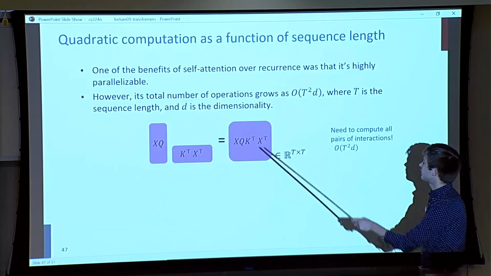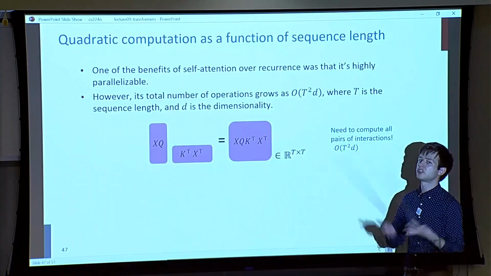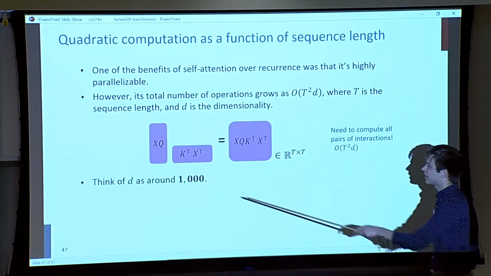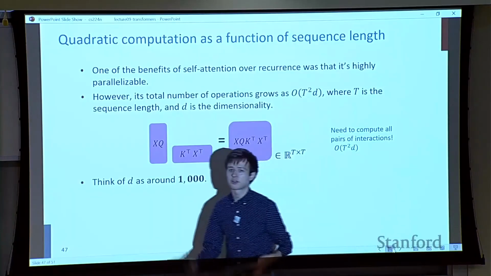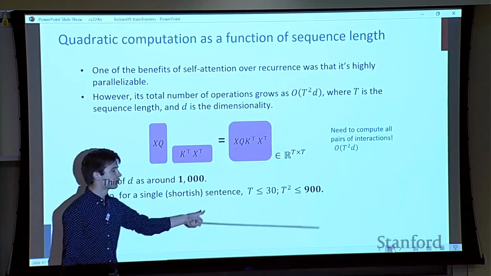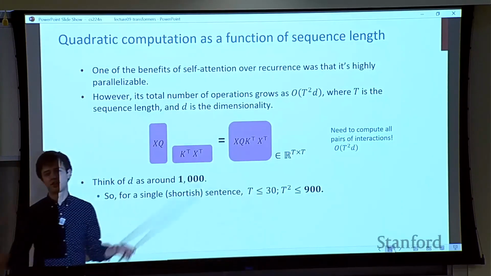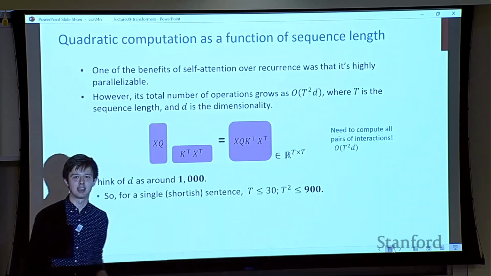And so in computing this matrix, we have O of t squared d computations that our GPU needs to chunk through. If we think of d as around 1,000, or 2 or 3,000, and if we had single shortish sentences, then maybe t is like 30-ish, and then t squared is 900. So it's actually not that big a deal.